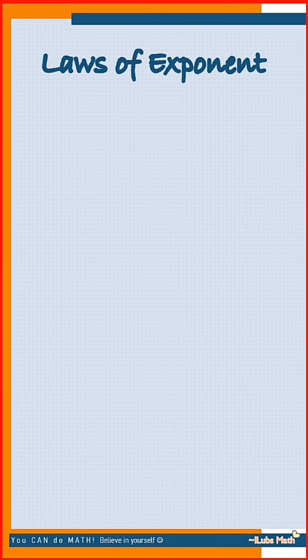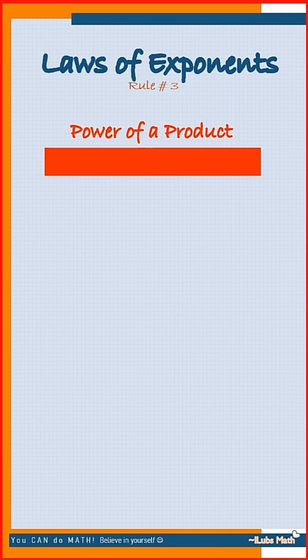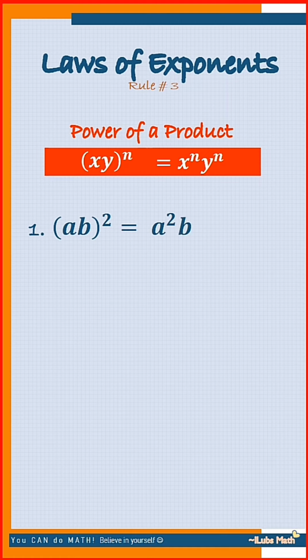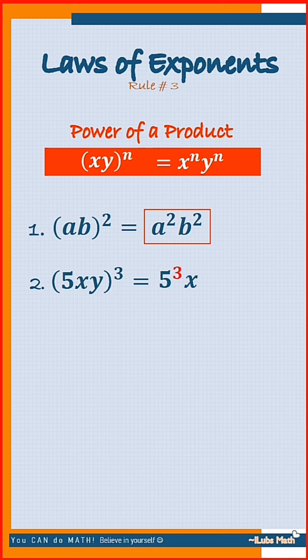Laws of exponents, number 3. Power of a product. The product xy raised to the power of n is equal to x to the power of n times y to the power of n. That is, the power or exponent is distributed to the factors. So, the square of ab is equal to a squared b squared, and cube of 5xy is 5 cubed x cubed y cubed, or equal to 125x cubed y cubed.